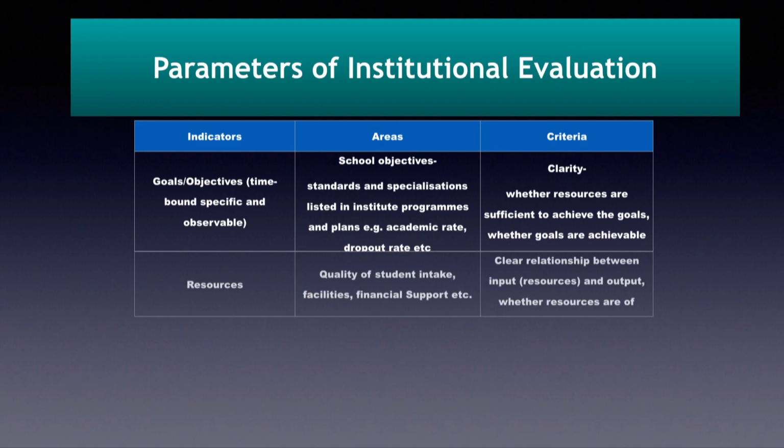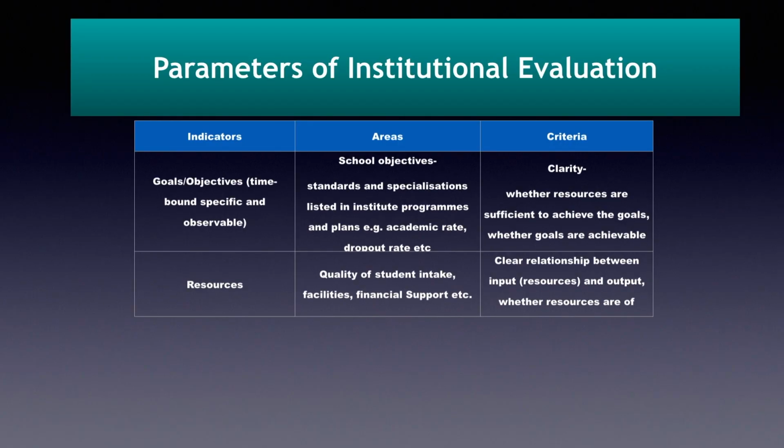This is the second indicator. Quality of student intake, facilities, financial support, etc. are the areas which can help us in measuring resource availability and quality, so that we are able to achieve institutional goals. There should be a clear relationship between inputs and outputs, and resources should be of needed quality. These help us to understand whether the institution is fulfilling the criteria for the achievement of goals, and whether resources are available and adequate in quality and quantity. Based on all these, we try to find out whether the institution is moving on the right path or not.